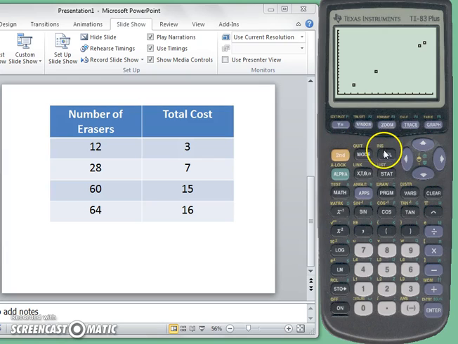So let me go to this. Since it's a calculator, I can hit second, quit. And what I'm going to do is take all of the Y values, each one in order, 3 divided by 12, and enter. And I'm going to do that with all of the Y values in my table and divide them by their corresponding X values.